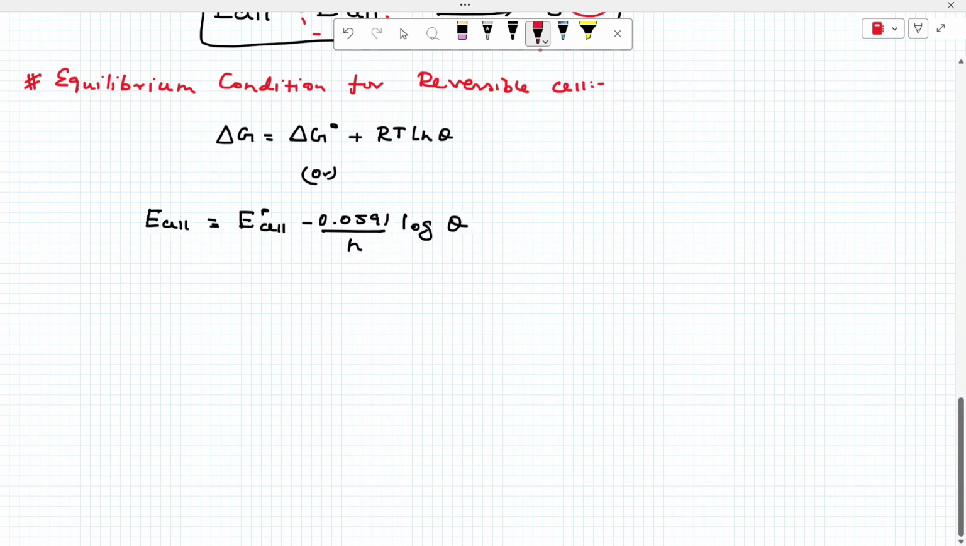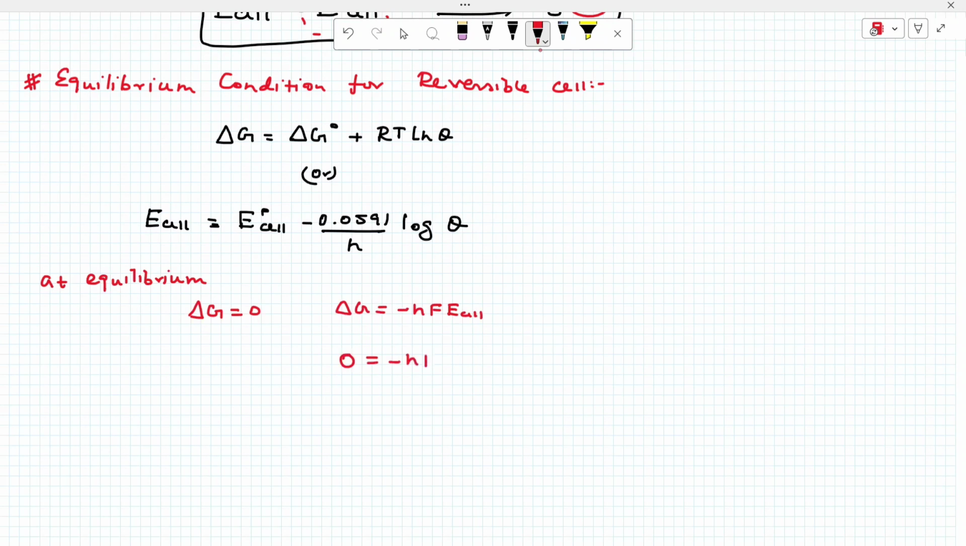Now very important. At equilibrium, what is the condition? Delta G is equal to 0. Yes or no? Delta G is equal to 0. When delta G is 0, what is the formula? Delta G is equal to minus nFE cell. Therefore 0 equal to minus nFE cell. Therefore the E cell is also 0.